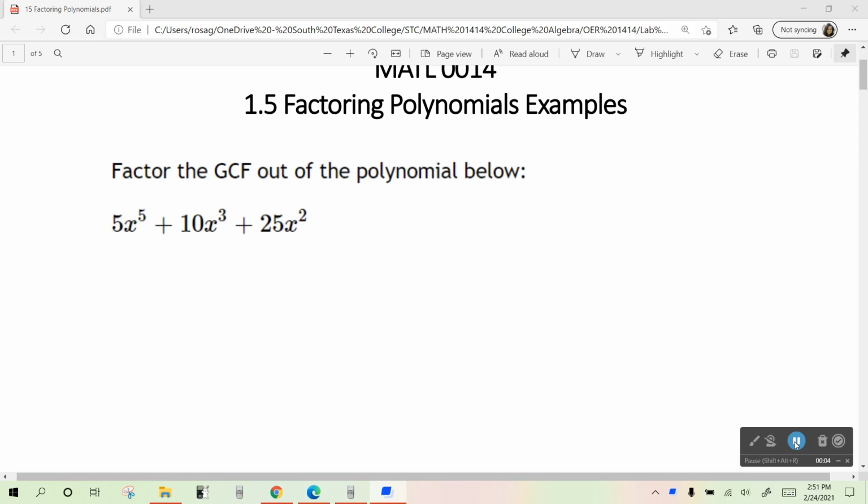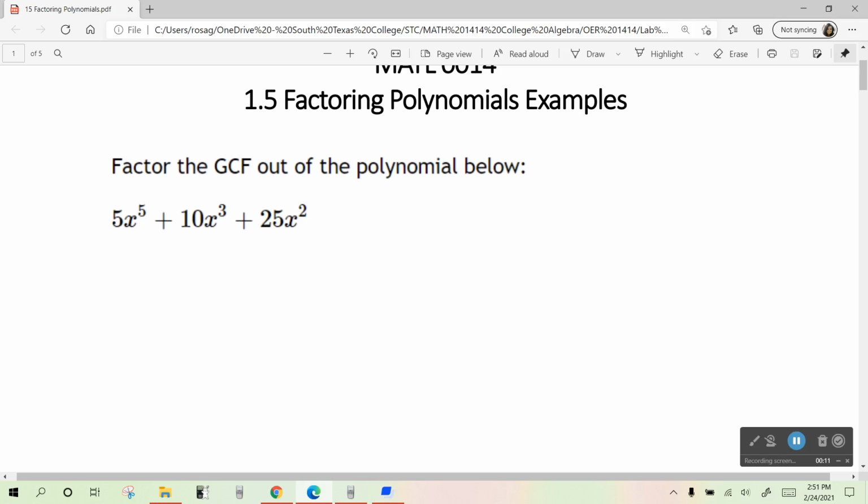Okay, so we're going to talk about factoring polynomials. And these are some examples here on how to factor. So let's start with the first one. It says factor the GCF. The GCF is the greatest common factor.